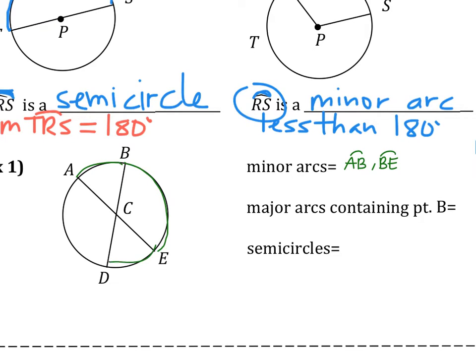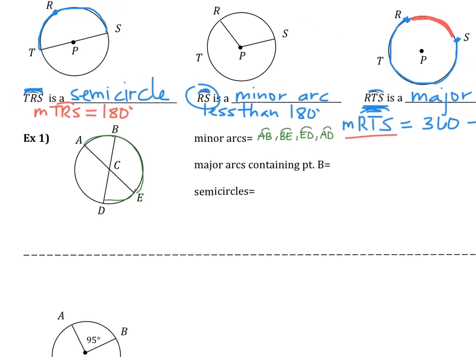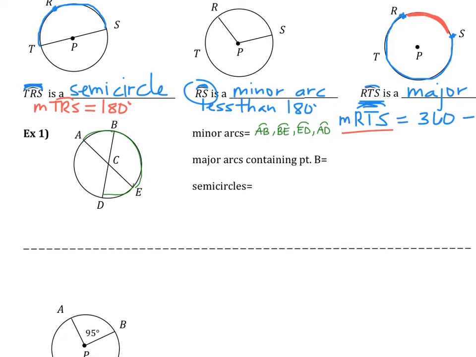Arc ED or DE, either way. And then the last one would be arc AD. So those are all minor arcs. Then let's look at major arcs, and rather than list every single major arc, we're just going to do major arcs that have letter B as part of them.